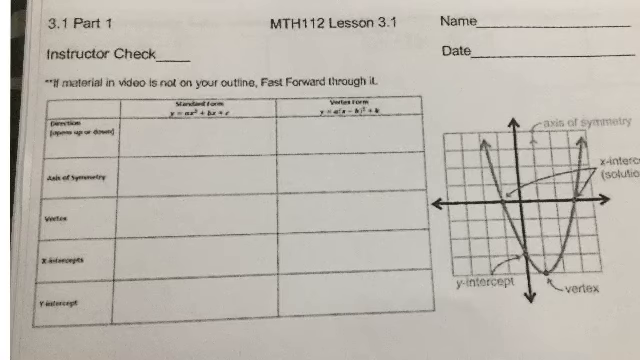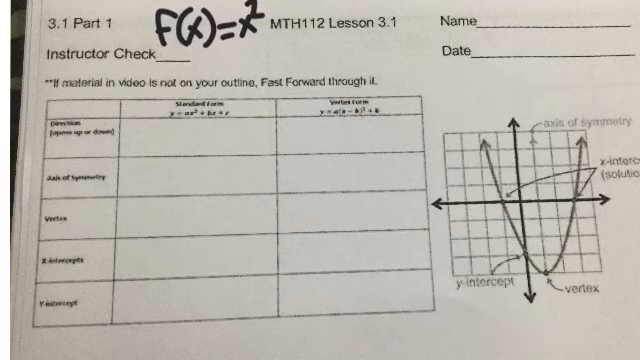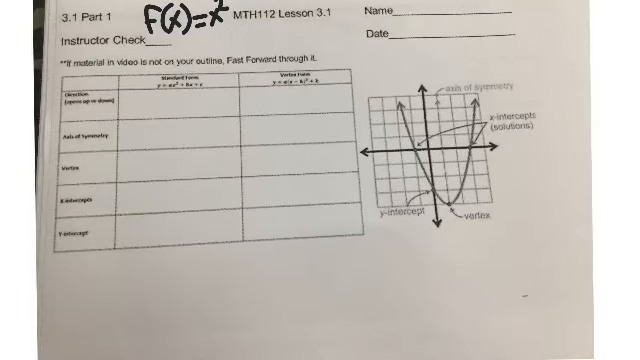Okay, so we know a parabola is a parent function of the form f of x equals x squared. Right, that's our parabola parent function. That's centered at the origin and it's facing upward like this.